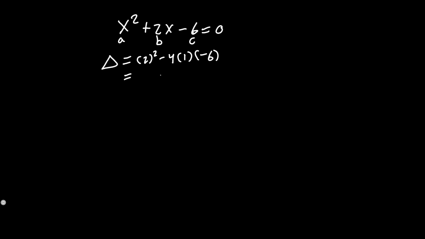Simplifying the expression and finding the value, we see that it is 4 plus 24. And 4 plus 24 gives 28. So the discriminant is positive, so that means that the quadratic has two real distinct roots.